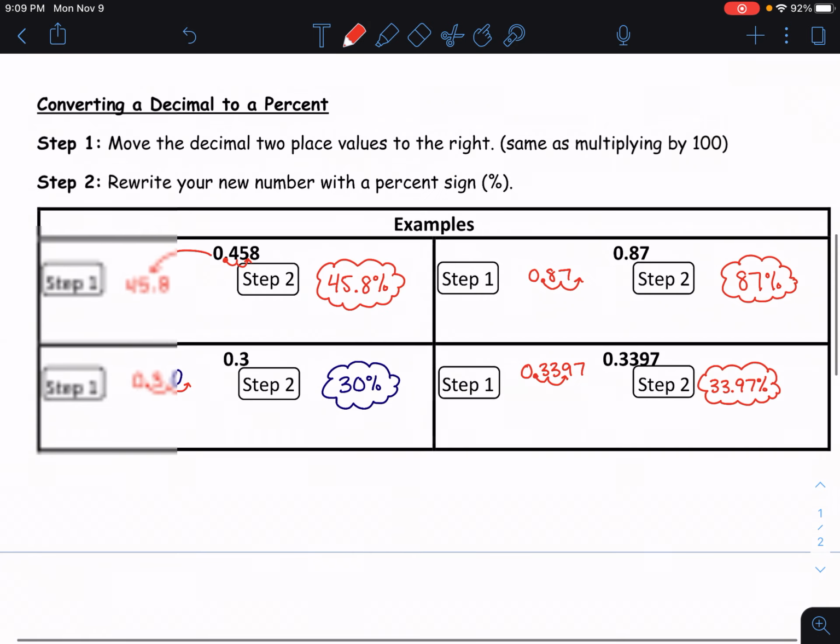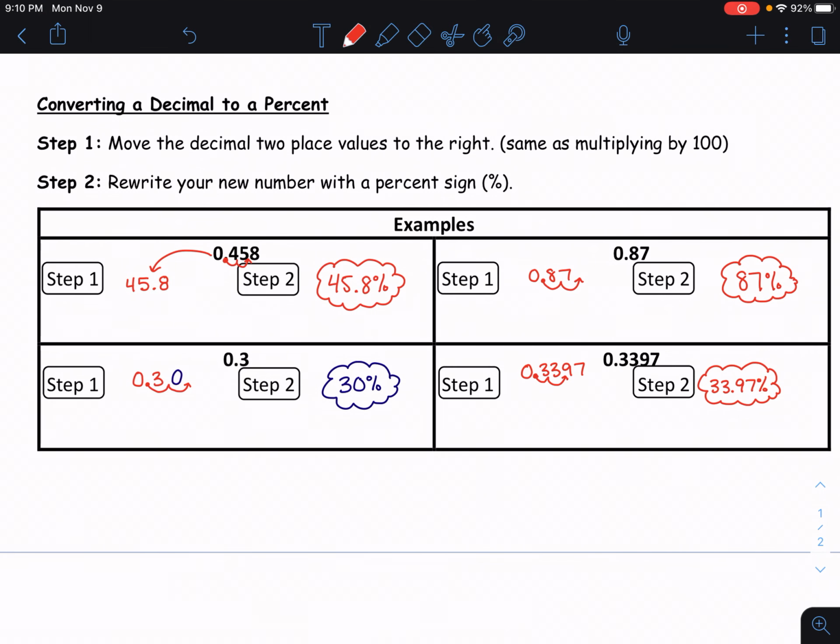Okay, so to convert a decimal to a percent, we're going to move the decimal value 2 places to the right. So move the decimal 2 places to the right. This is the same as multiplying by 100. So if I went in the calculator and did 0.458 times 100, I would get 45.8. If I did 0.87 times 100, I would get 87. Okay? And then we're going to write our new number with a percent sign.